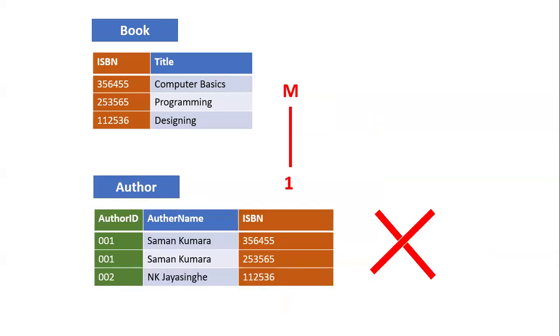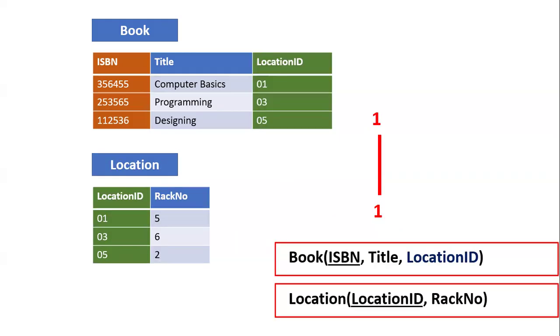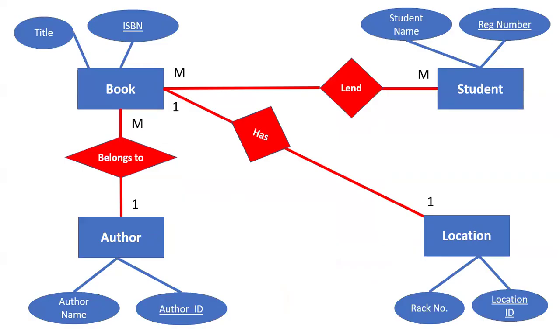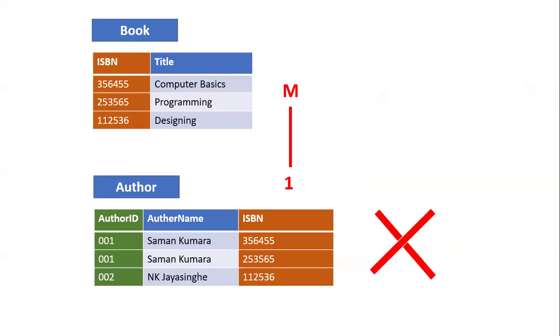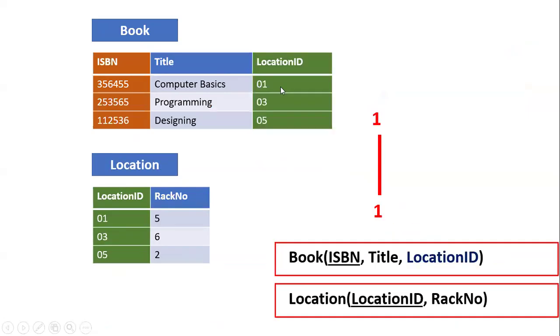Next one, one-to-many relationship. In a one-to-many relationship, things are different. To make a relationship, we have to insert one primary key into the other table. If we take the relationship between book and author, that is a one-to-many relationship. The many side is the book. That means one author has many books, and for one book there is only one author.